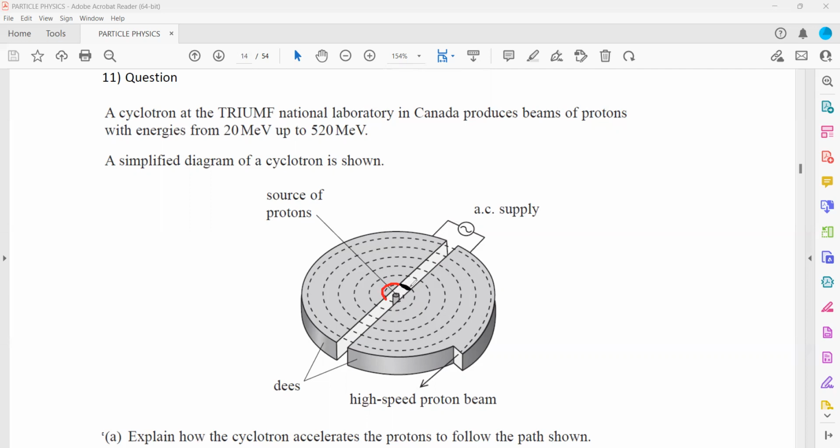So between the plates, the black part is representing acceleration. Even in a circular path in physics, when an object moves in a circular path, that is also acceleration. But this acceleration is not in terms of the magnitude of speed or velocity. It's in terms of change in direction. So between the plates, the speed value changes, but within the D's, it does not change. That's how the particle is accelerated to a very high speed.